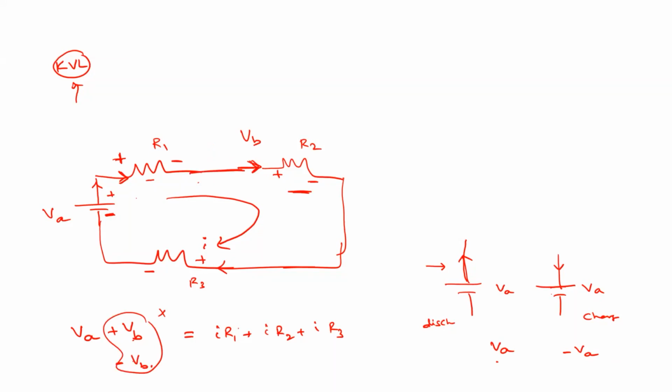Clear? Yes, sir. Okay. For example, if this source itself is in the opposite direction, with the small plate here and the bigger plate here, then in that case this will be minus VA. So there is no confusion, right? This is how we will apply KVL.